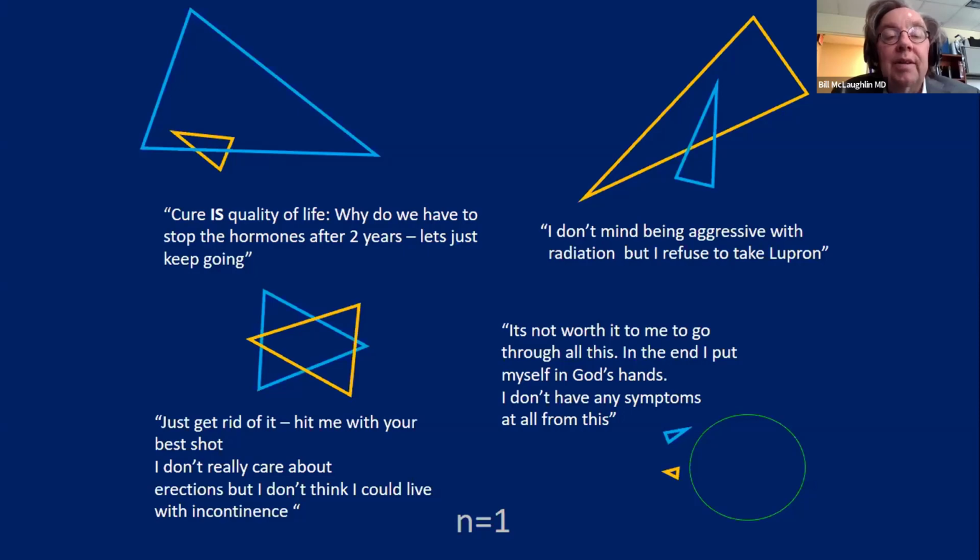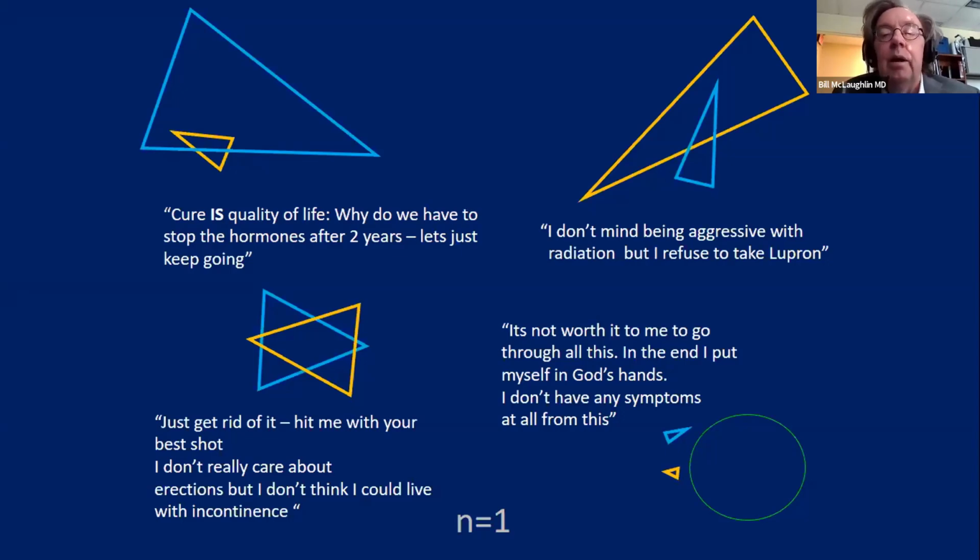I had a patient tell me, literally, why do we have to stop radiation after 8 weeks? Just keep going until my rectum falls out. And so that's a person who has a personality like that big blue triangle. I don't care what you have to do, cure this. I don't care what I have to do.